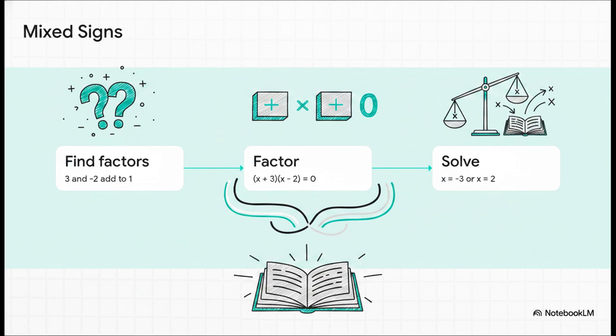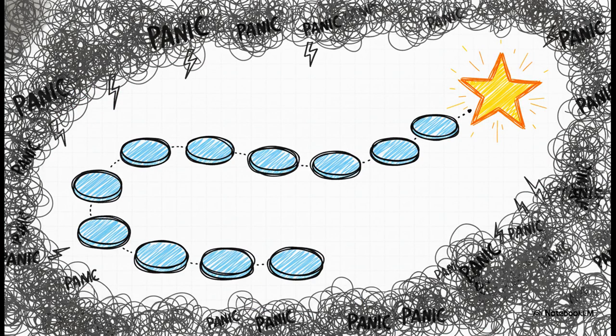If x plus 3 is 0, x is -3. If x minus 2 is 0, well, x is 2. You've done it again. We've found the precise orderly solutions that satisfy the equation: x equals -3 or x equals 2. See how incredibly manageable this is when you just refuse to panic and simply follow the proper sequence.